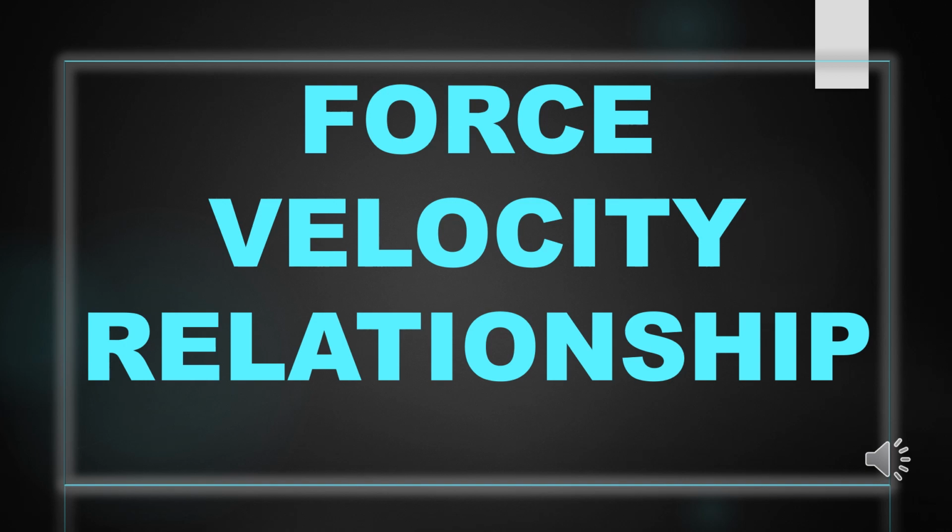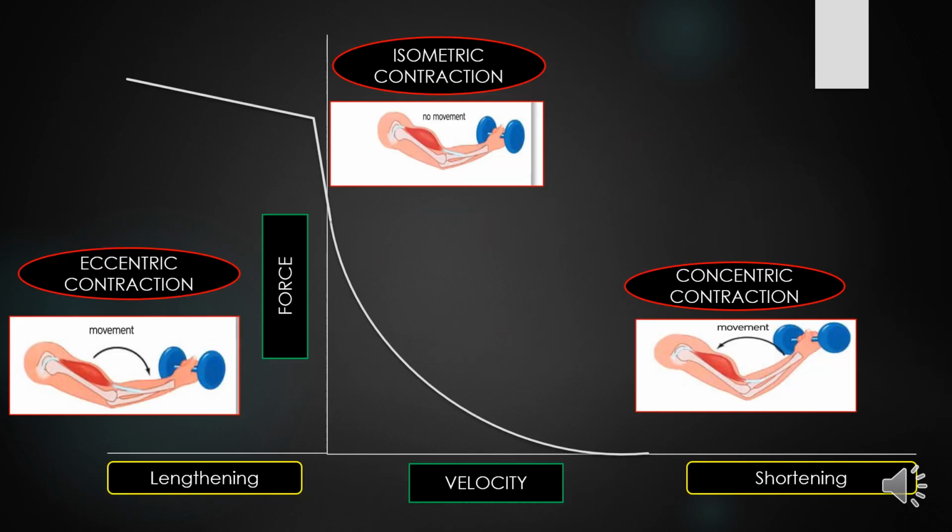In the last lecture, we learned about the length-tension relationship graph and its application. Today, we'll be seeing what the force-velocity relationship curve is and its application. So, this is the graph representing the force-velocity relationship during concentric contraction, eccentric contraction and isometric contraction. So, let's have a look.